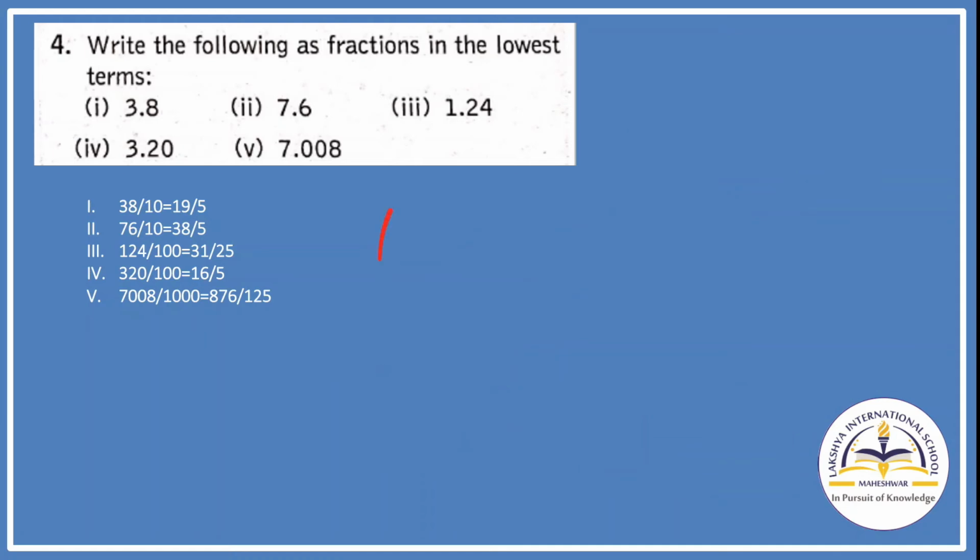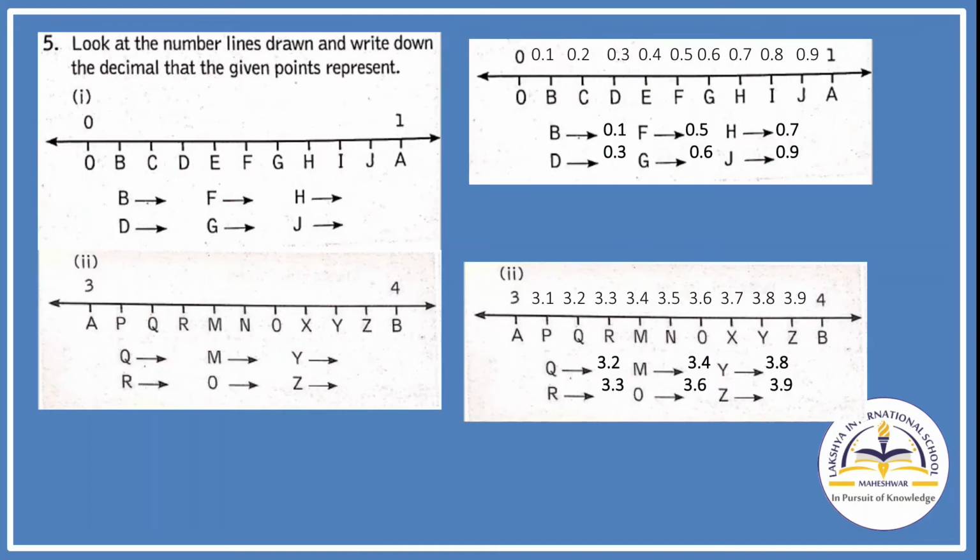Now here 1.24. When you remove the decimal point, there will be 100, because after the decimal point there are 2 digits, so we have to take 100 here. Now you can cut them further with the table of 2, or whatever number you can cut with, to get the lowest fraction term. Now in the same manner, solve this question.